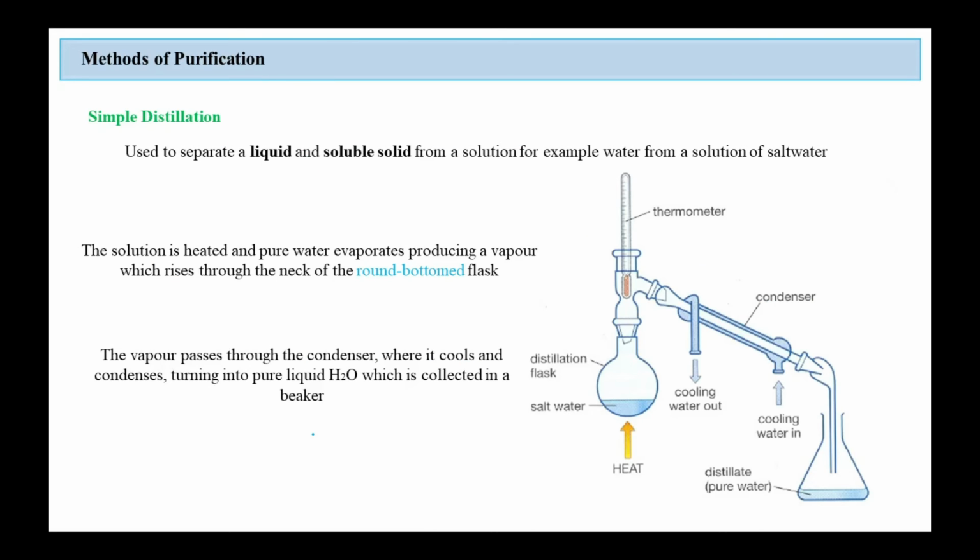Now, to separate between liquid and the soluble solid from a solution, we can use simple distillation. Let's take the example of a solution of seawater, for example, which contains salt. So to separate between water and salt from seawater, we can proceed by simple distillation, in which we will be heating the solution, producing a vapor of the water. This vapor will rise through the neck and pass through the condenser. So the gas will pass through the condenser and change state from vapor into liquid. Then it can be collected as pure H2O in the conical flask. At the end of the experiment, we will see salt crystals which will be left in the bottom of the round bottomed flask.